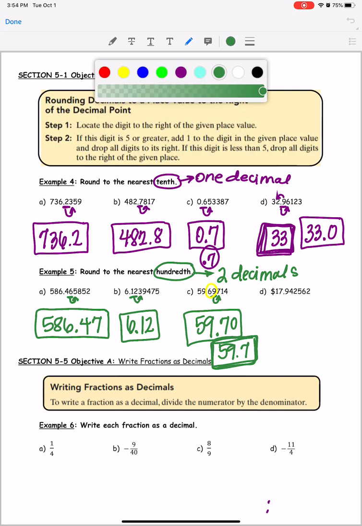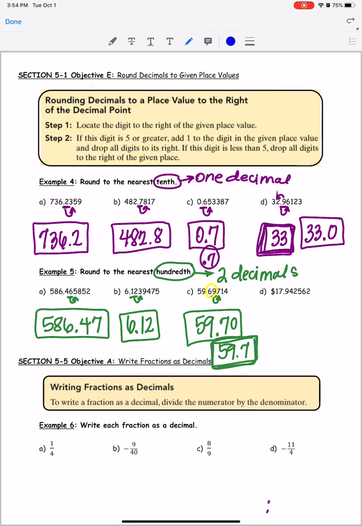Okay, and then D is the same thing, but notice you have a little money sign here. Rounding to the hundredths is the same as rounding to the nearest cent. Nearest cent means 2 decimal places. So if something tells you to round to the nearest cent, that means hundredths place. So 4 is in the hundredths place. Look at the one behind it. Does that 2 make that 4 stay or go up? It's going to stay. So we got 17.94, $17.94.